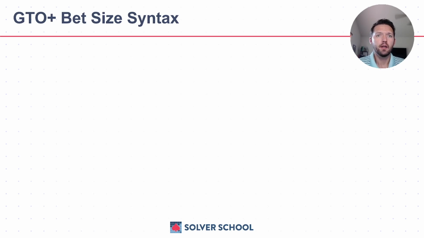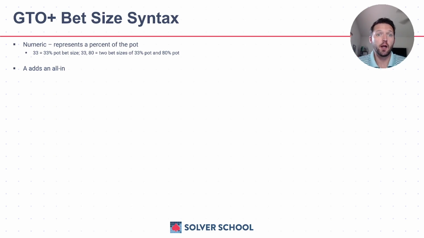Now, some of these examples work exactly the same way in GTO Plus as they do in PioSolver. So there's going to be a little bit of an overlap here, but there is some nuance between the two pieces of software, which I'm going to go through in the course of this presentation. So we'll start with the first two here, and they're similar in regards to what you can do in PioSolver. There's first the numeric option, and this works exactly the same way in GTO Plus as it does in PioSolver.